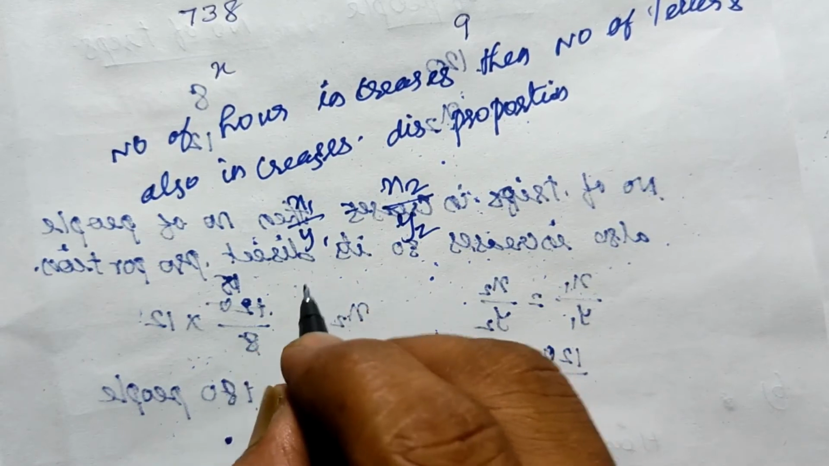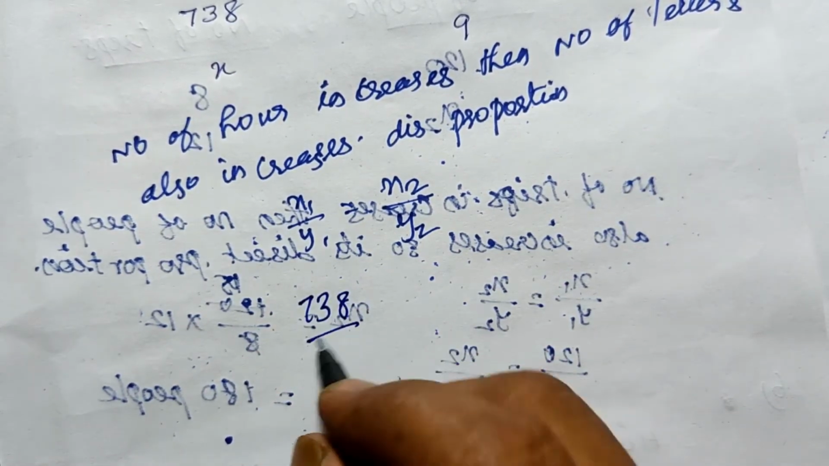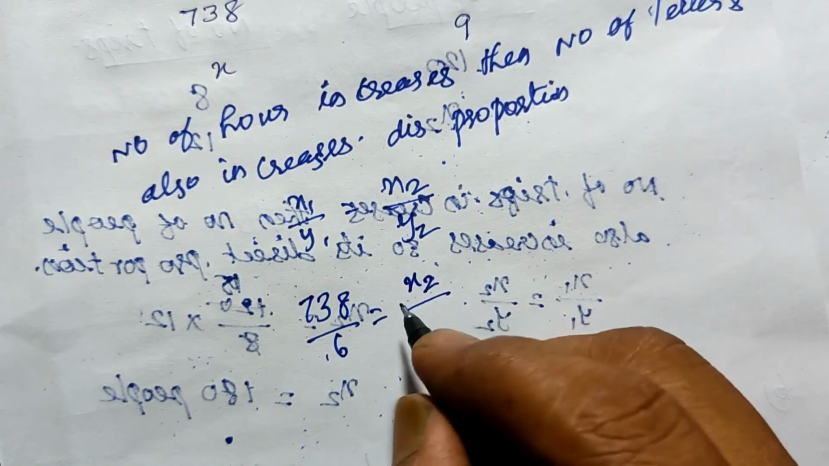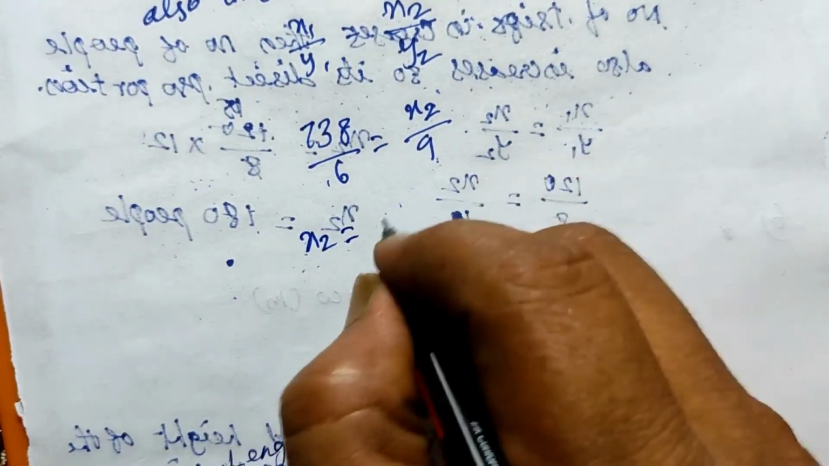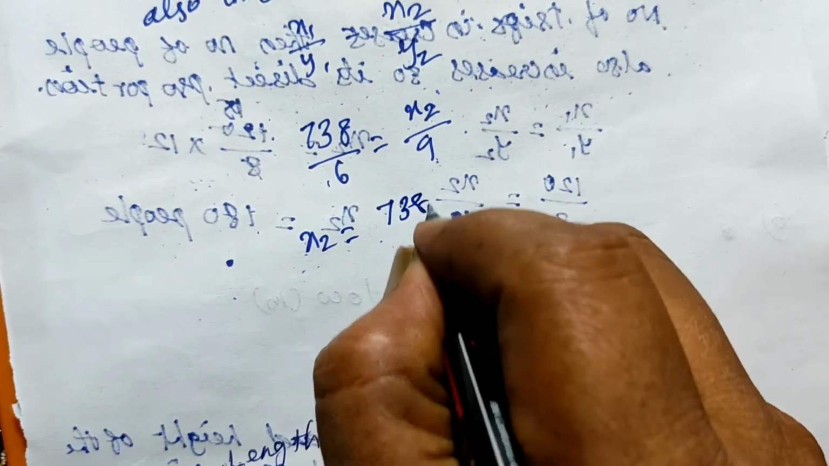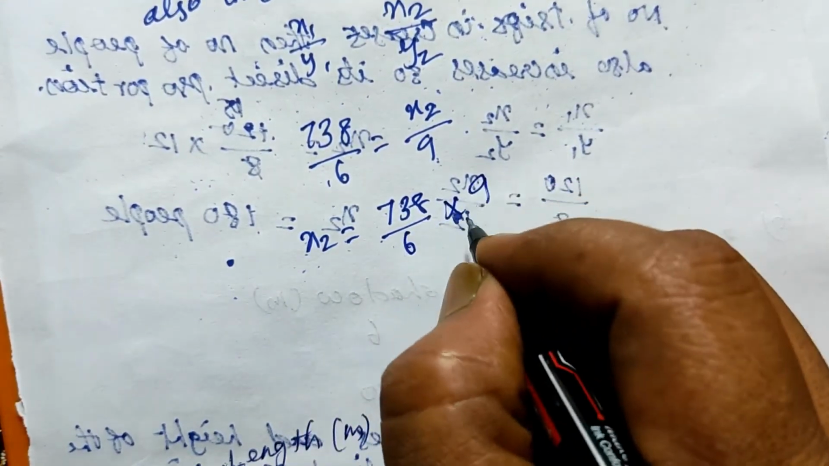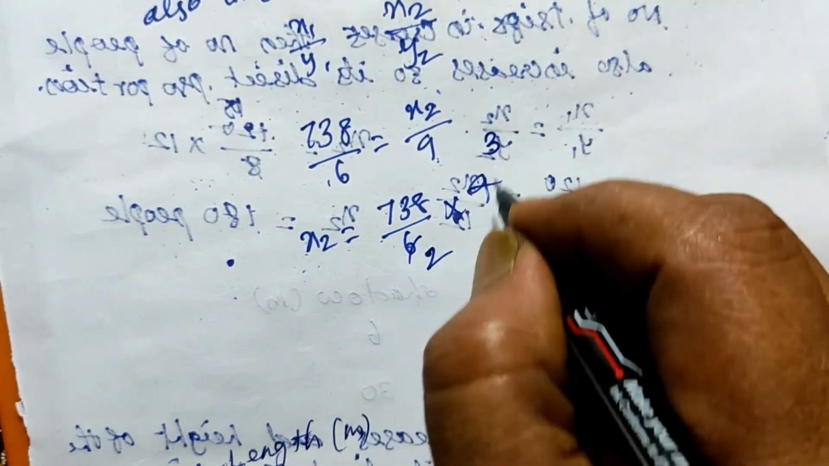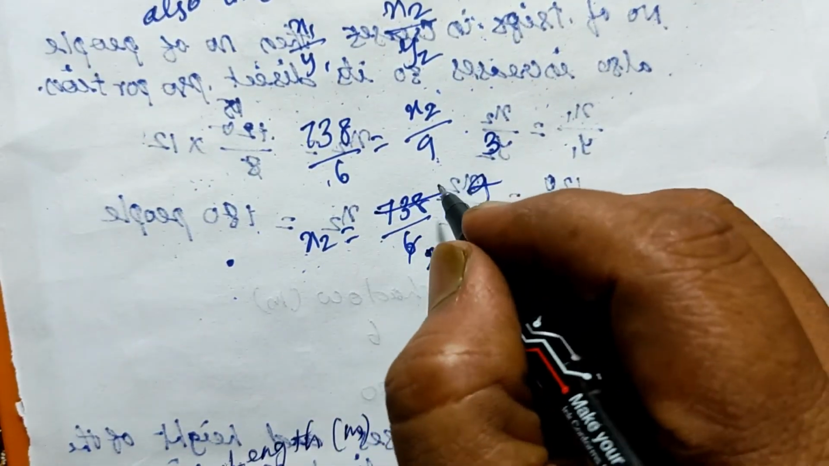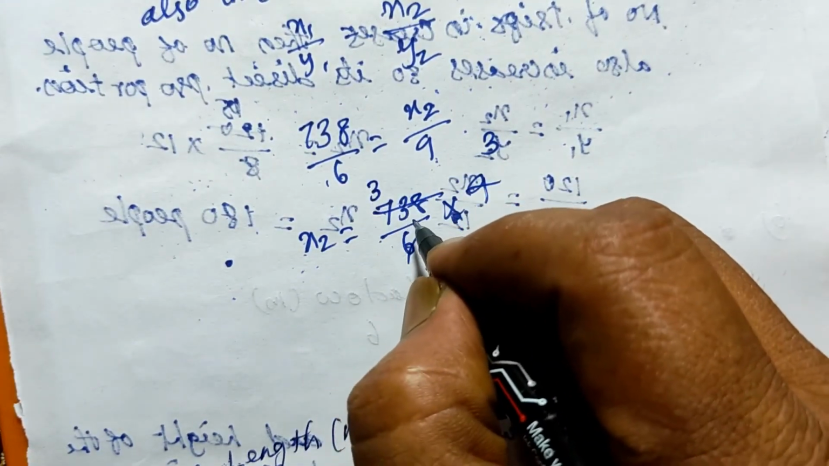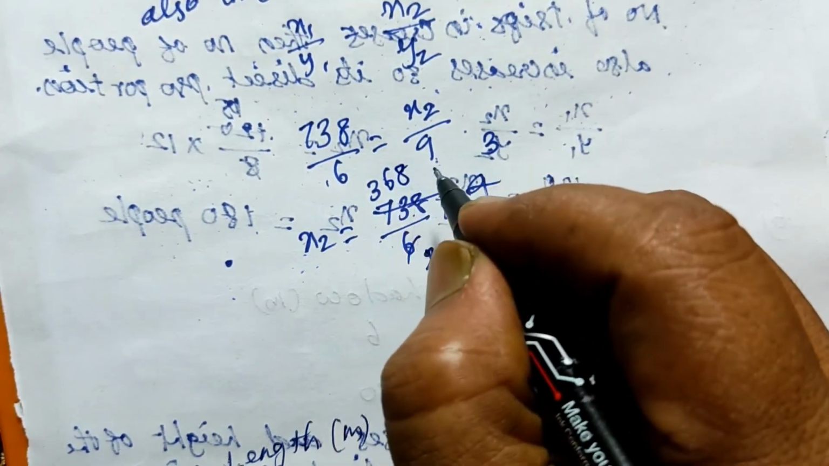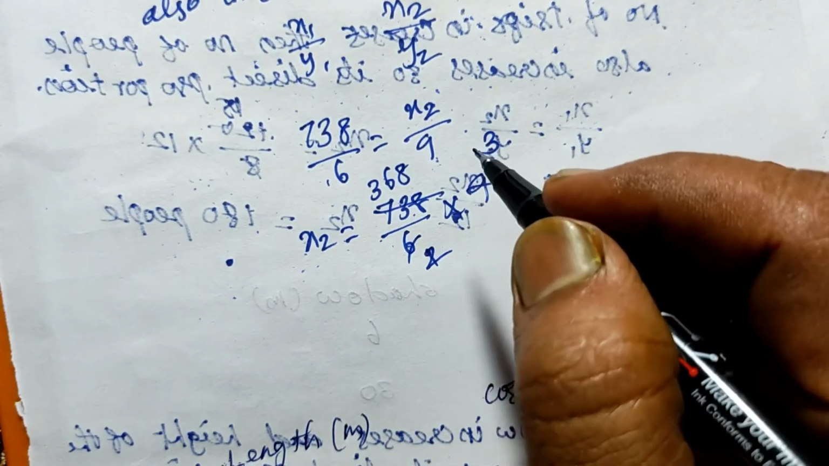What is x1? 738 divided by 6 equal to x2 by 9. So that is x2 equal to 738 divided by 6 into 9. 6 into 9, it is 2 times. This is 3 times. Cancel this with this and see how much is left. 3 6 8.